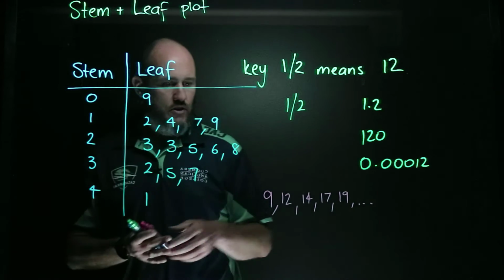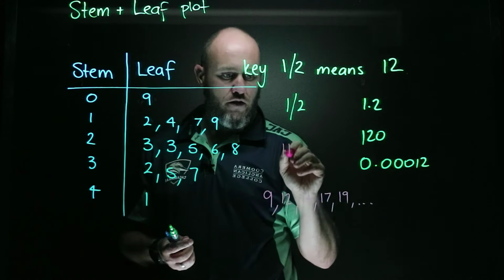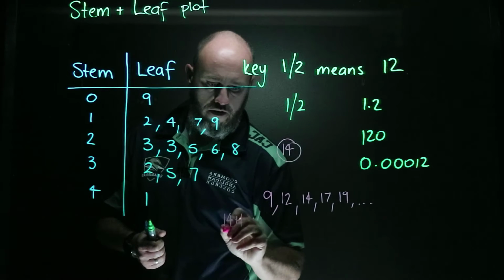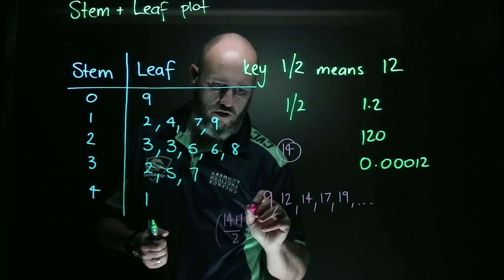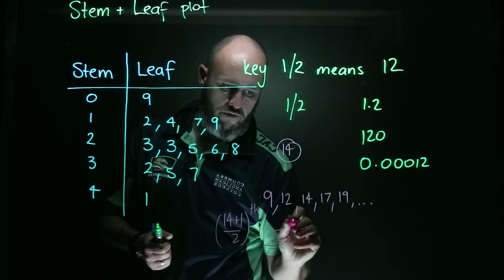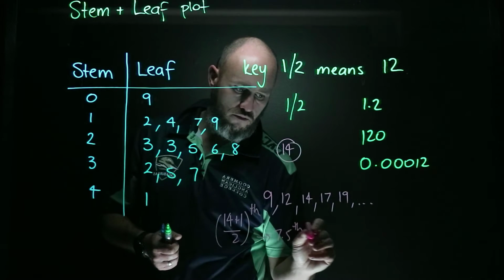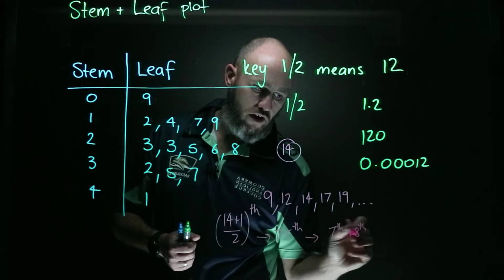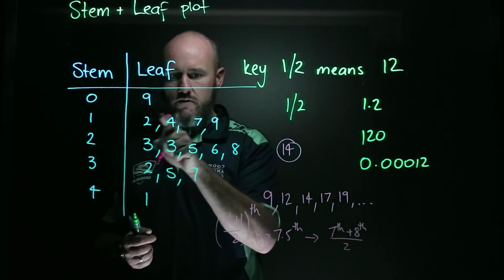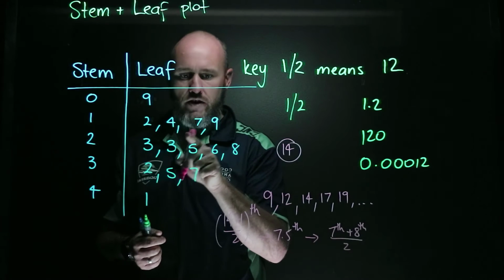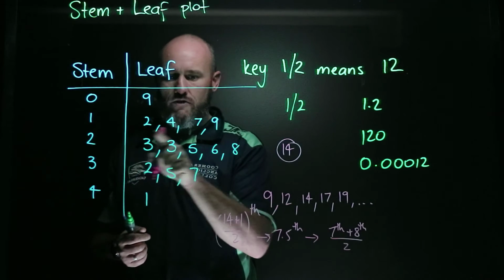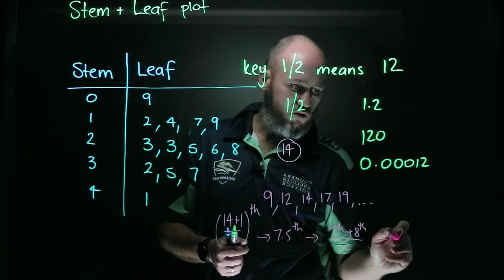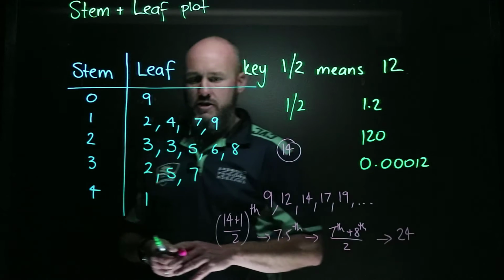The median, well firstly we've just determined that there's 14 numbers, so the median will be the (14 plus 1) over 2 value, which is the 7.5th value, and the 7.5th value will be the average of the 7th plus the 8th value over 2. So 1, 2, 3, 4, 5, 6, 7, and 8. So that's 23 and 25 averaged out, meaning the median is 24. And that's the measure of centre.